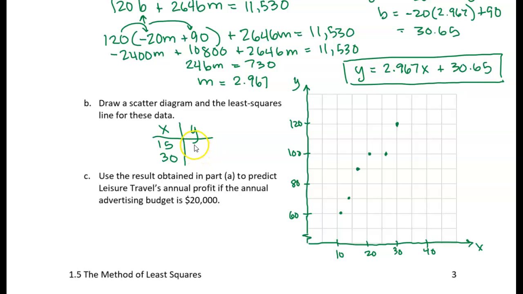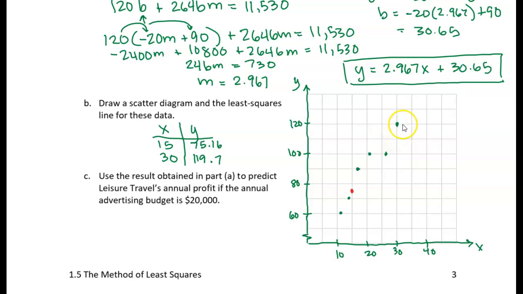So when I do that, I got 75.16. And when I plug in 30, I get 119.7. All right, so let's plot those points as well. So at 15, which is right between 10 and 20, I needed about 75. So 75 is about here. So that's 1 point on the least squares line. And then the other one is at 30, 119.7.